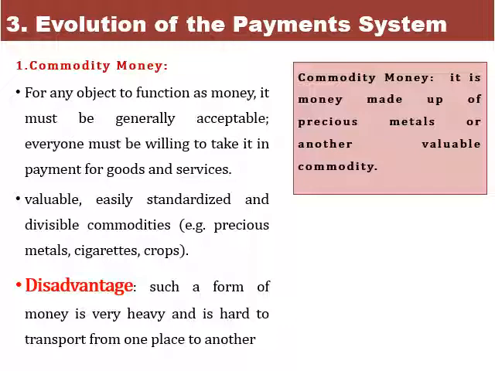So it will be very hard to transport it from one place to another place, especially for large purchases such as a house. So in this case, you may need a van to move commodity money from your place to the seller's place.